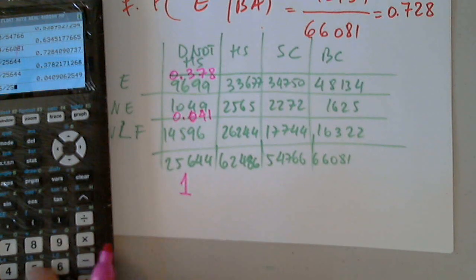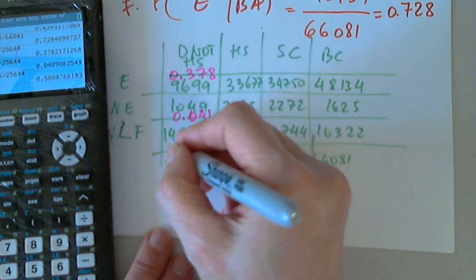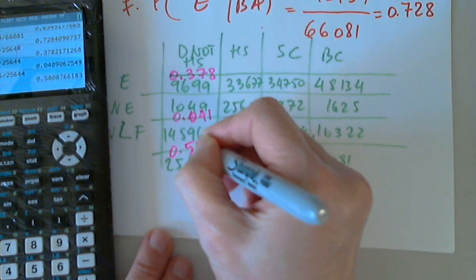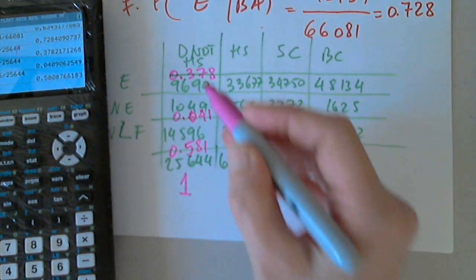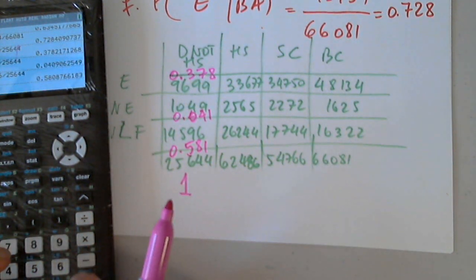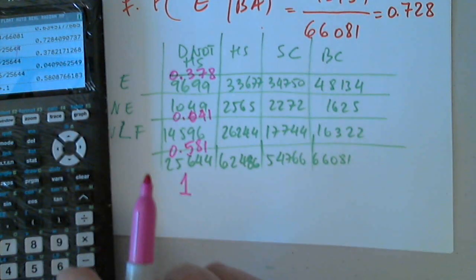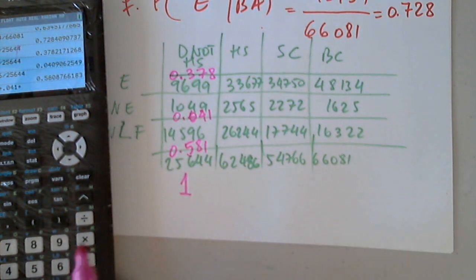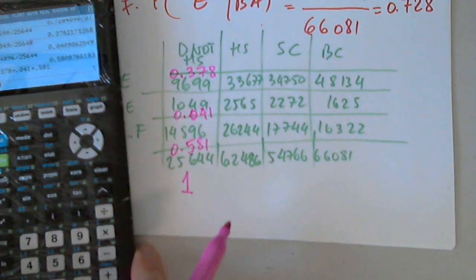15,896 divided by 25,644. And you'll see in a moment what we conclude from this. 0.581. The sum has to be 1. If it's not 1, I have to make some adjustments. 0.378 plus 0.041 plus 0.581. Okay, perfect. Moving on.